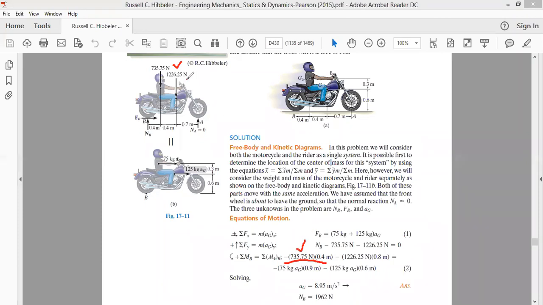In the same way, we have 1226.25 multiplied by the force arm from point B, that is 0.4 plus 0.4, which is equal to 0.8. And it's also trying to rotate.